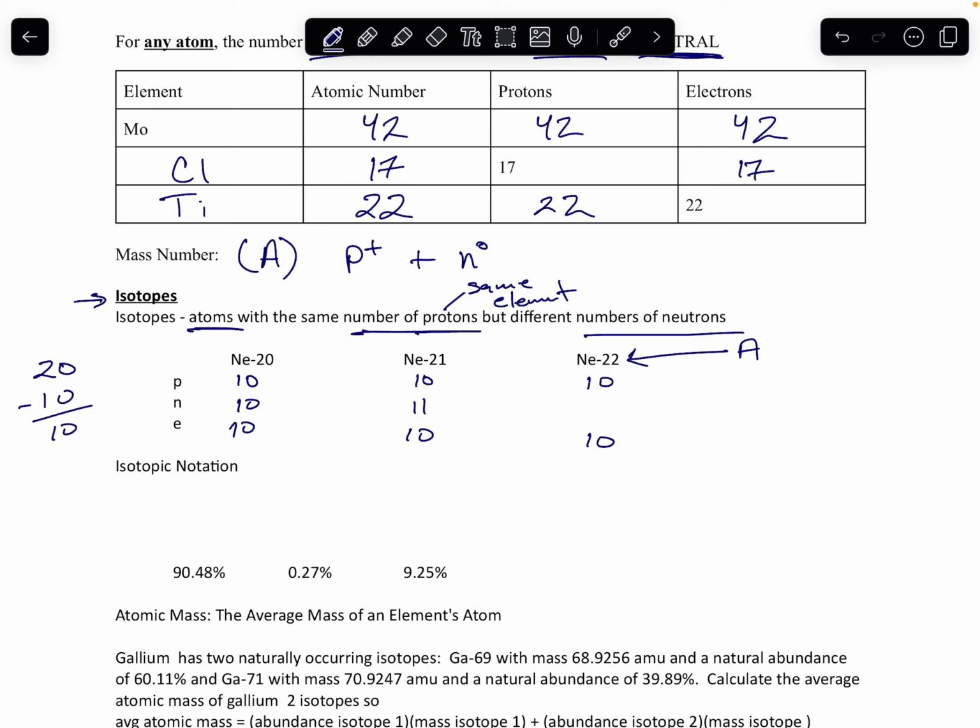Likewise, 21 minus 10 means I have 11 neutrons, and neon-22 would have 12. So everything else is the same. The only thing that's changing is my number of neutrons here. That's a key thing, because I can't change the protons. If I change the protons, then I'm going to change the identity of the element.